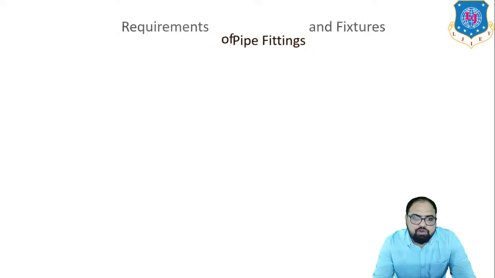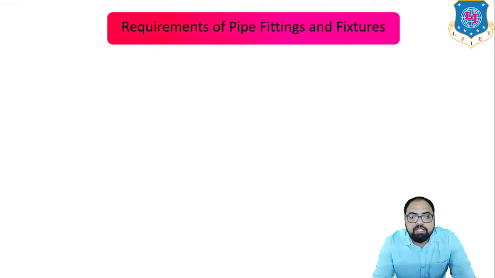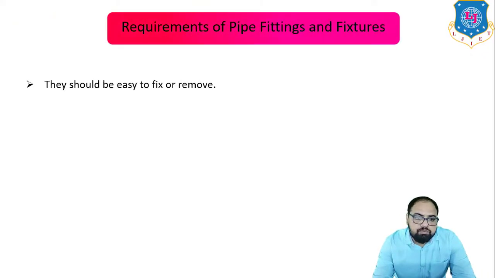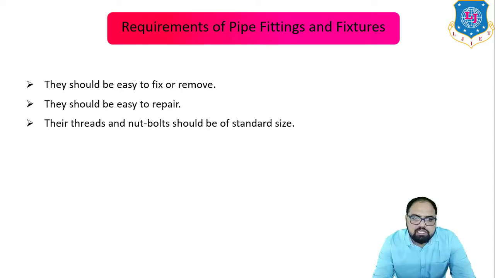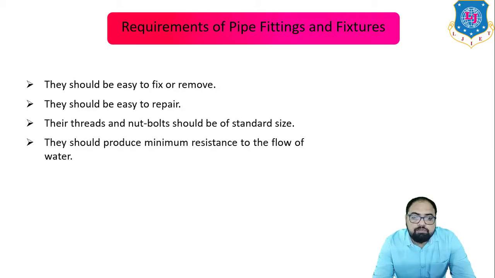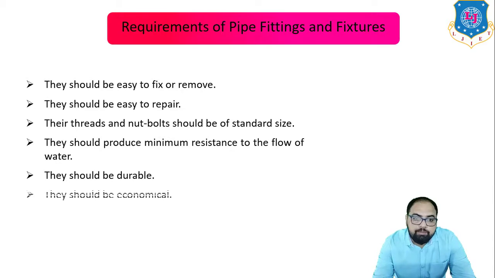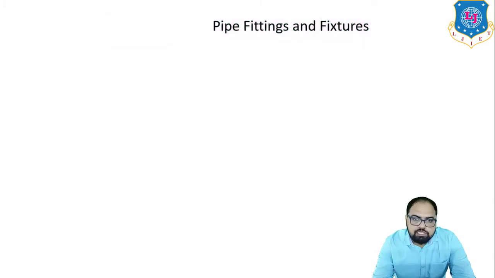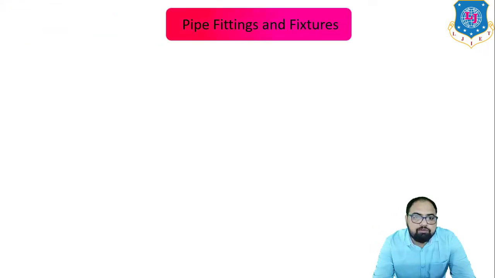Okay. So first of all, what is the requirement of the pipe fittings and fixture? So we can easily fix or remove these fixtures. They should be easy to repair. Their threads and nut bolts should be of standard size. They should produce minimum resistance to the flow of the water. They should be durable. They should be economical. Their operation should be simple. So these all are the requirements of different pipes and fittings.